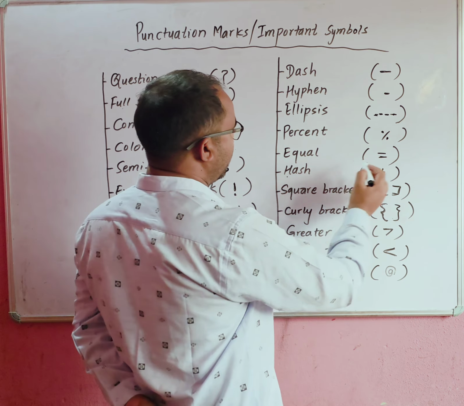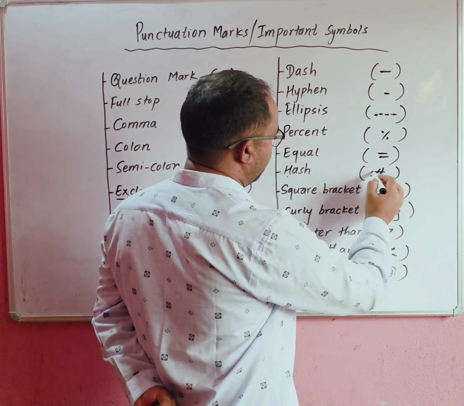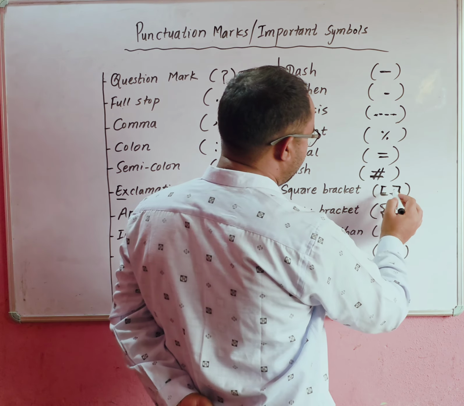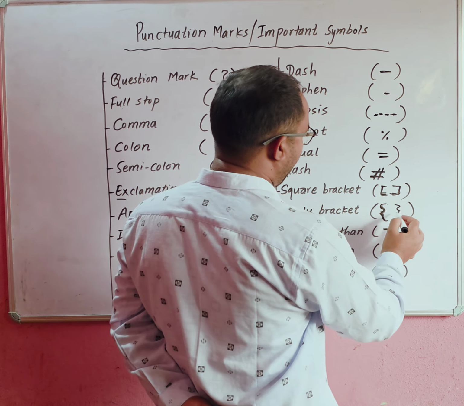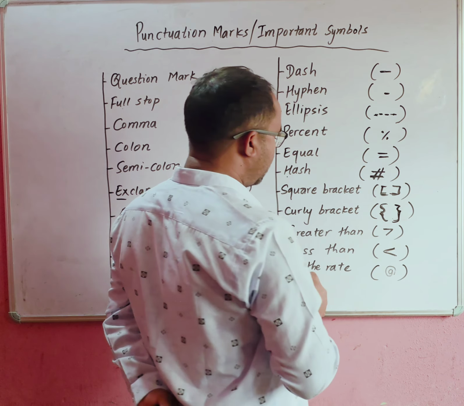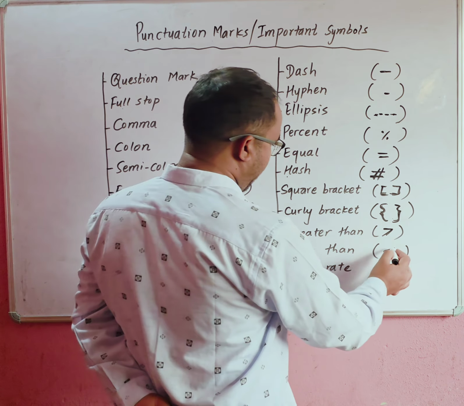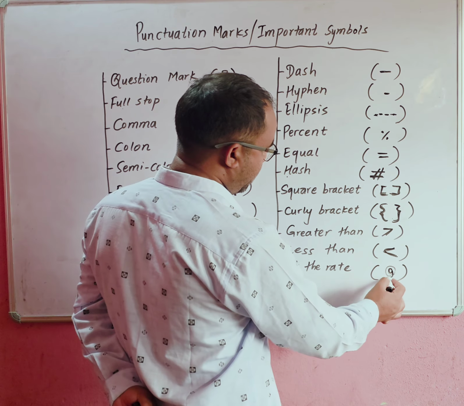Percent. Equal. Look. Equal. Hash. Look here. Hash. Square bracket. This is square bracket. Curly bracket. Look here. Curly bracket. Greater than. Look here. Greater than. Less than. At the rate. Look here. At the rate.